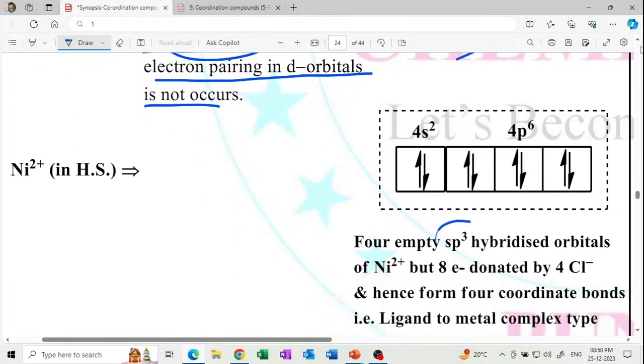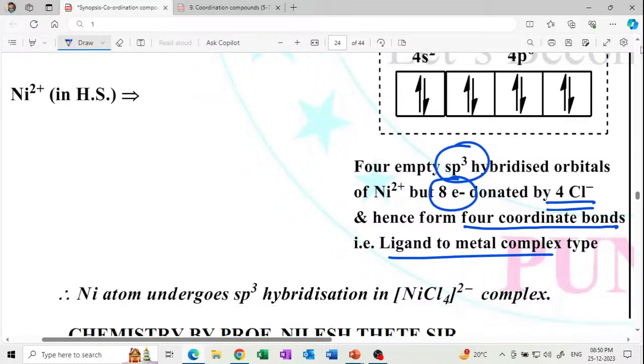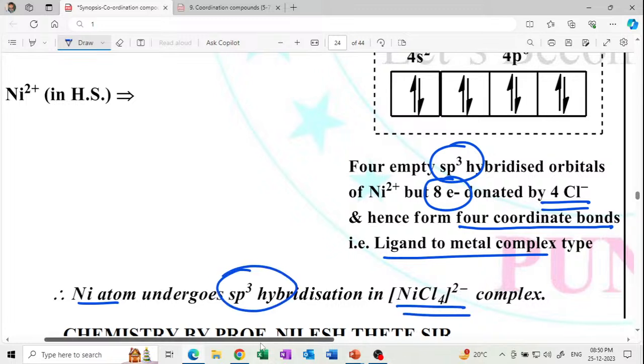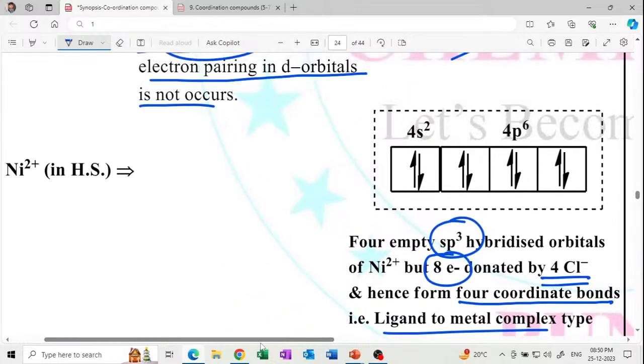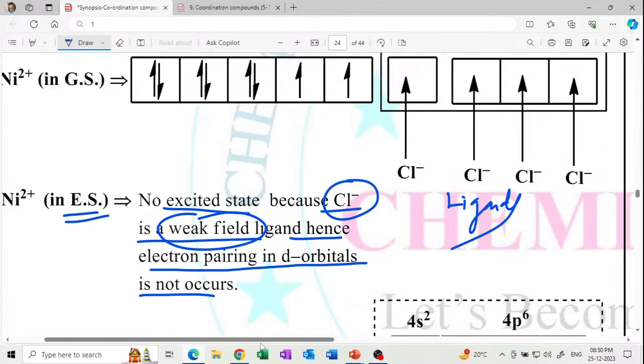So what is the hybridization? sp3 hybridization. 8 electrons are donated by the 4 Cl minus ligands, hence forming 4 coordinate bonds, that is, ligand to metal complex. So the nickel atom undergoes sp3 hybridization in [NiCl4]2-. Get it? Clear? Once again, chlorine is a weak field ligand, so no pairing takes place before hybridization. No pairing takes place, so electron pairing does not occur.